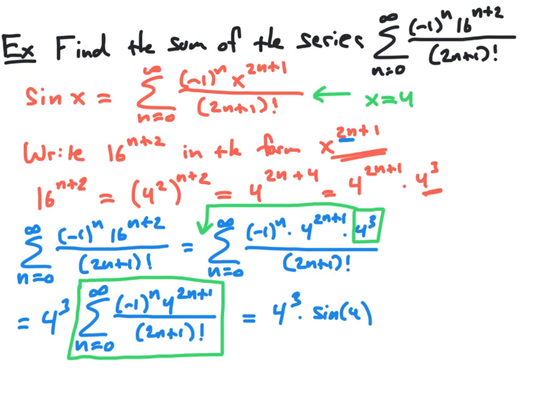The sum of our series will be 4 cubed sine of 4, which you could also, of course, write as 64 sine of 4 if you wish to have that completely written out. And so the sum of our series will be 64 times the sine of 4.